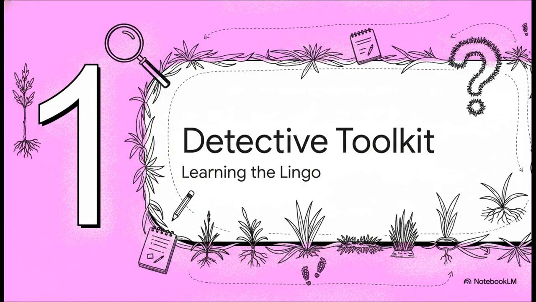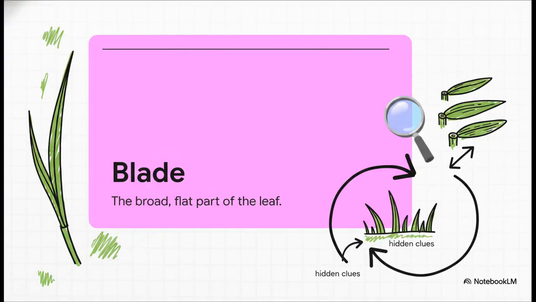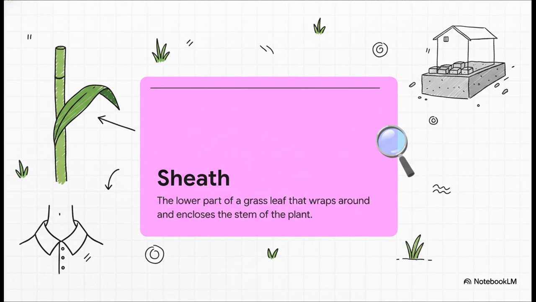All right, every good detective needs to know the lingo of the crime scene, right? For us, that means getting a handle on the basic anatomy of a grass plant. So, let's open up our toolkit. Okay, first up is the most obvious part, the blade. The wide, flat part of the leaf that we all recognize. Simple enough, right? But here's the thing. The real clues are hidden right where this blade begins. Next up, we have the sheath. This is the part of the leaf that wraps around the stem, kind of like the collar on a shirt. It gives it support, it protects it. You can really think of it as the foundation for the blade.